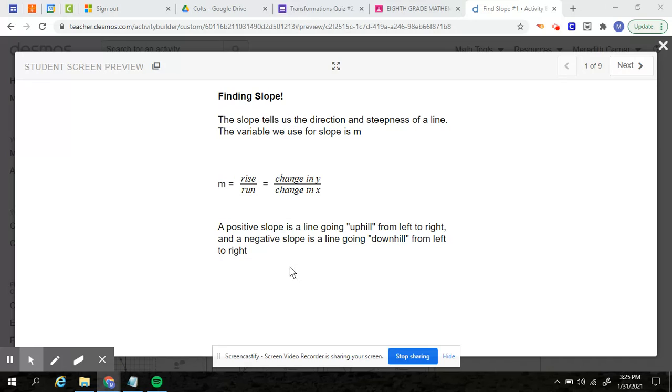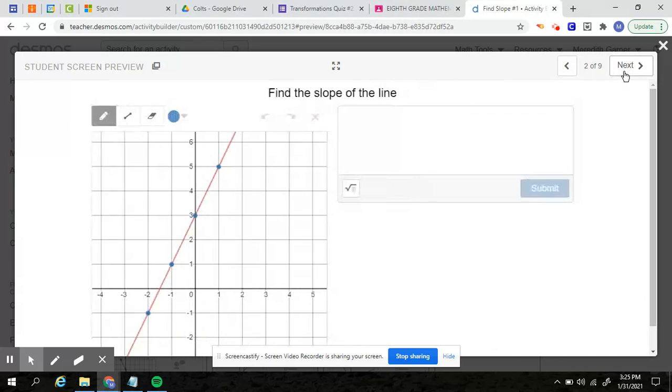A positive slope is a line that's going uphill. So just like you would read a book from left to right, if your slope is going up the page, it's a positive slope. And if it's going down the page, we will call it downhill. That's a negative slope. So after seeing some examples, this will become a lot more clear.